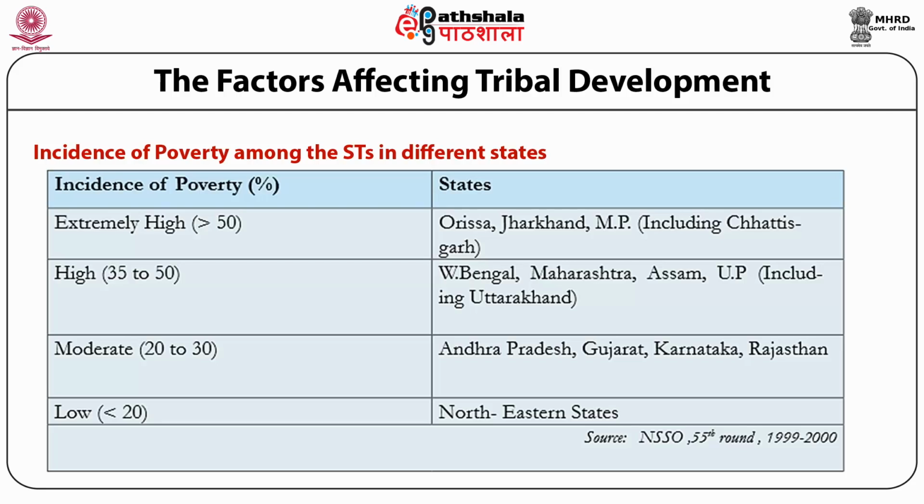Whereas in states like West Bengal, Maharashtra, Assam, Uttar Pradesh, including Uttarakhand, you can find poverty at 35 to 50%, and moderate poverty from 20 to 30% you can find in states like Andhra Pradesh, Gujarat, Karnataka, Rajasthan. Whereas in the northern states you find the rate of poverty is very low, that is below 20%.